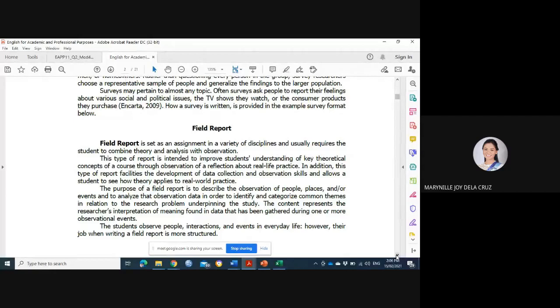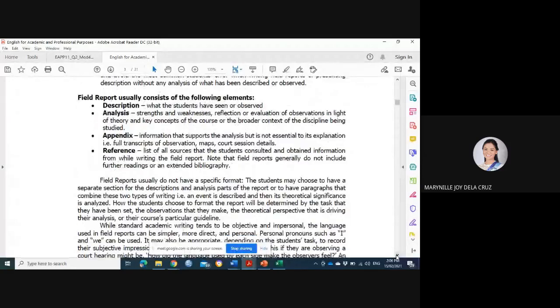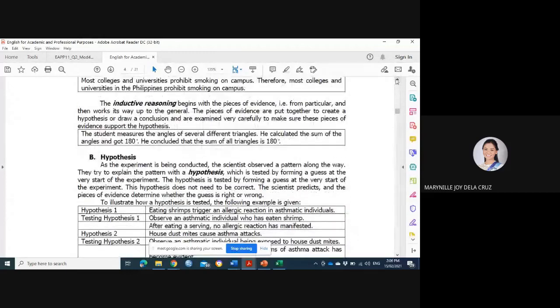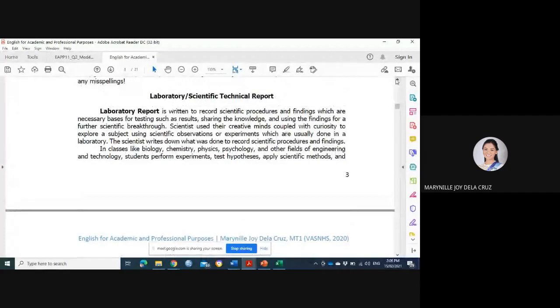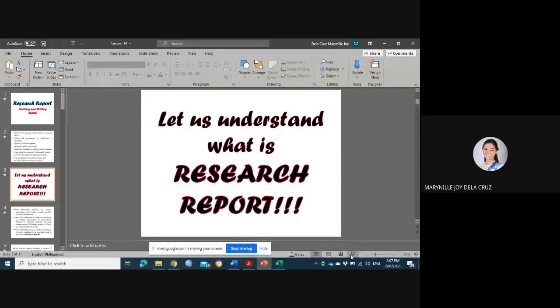Another example is the laboratory and technical report. So this is merely focusing on those who are conducting experiments, those who prefer med reps, nurses, or even doctors, scientists. So you will be conducting a technical or scientific report. Now let's proceed to what really is a research report as a whole.